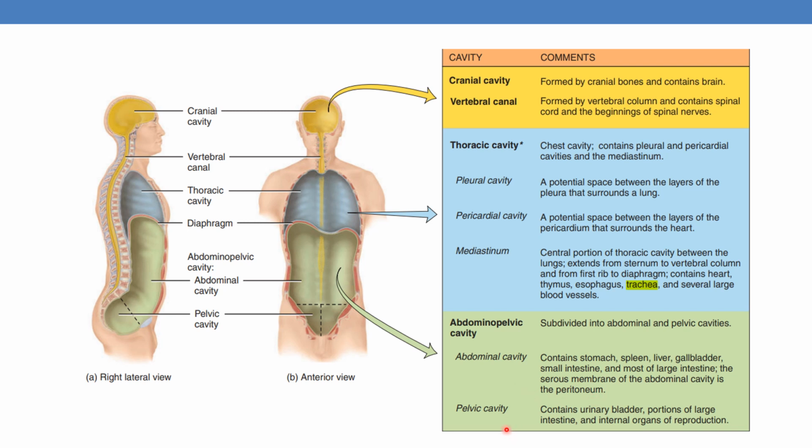The next is the pelvic cavity. The pelvic cavity contains the urinary bladder, portions of the large intestine and internal organs of reproduction. These are the various cavities and the organs that are enclosed in those cavities.